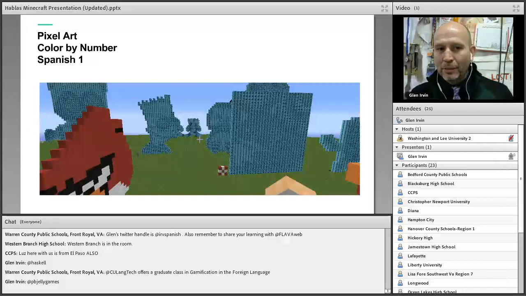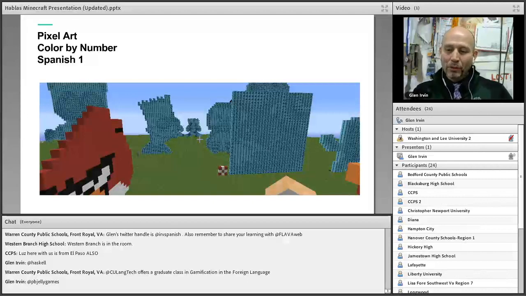They developed basically a pixel art color by number activity. So you can kind of see in the background what's happening here. They went online and found some different pixel art. That's a very popular thing to do inside of Minecraft, to create amazing things. Some of them simple, like this Angry Birds thing or Bart Simpson, and some of them more complicated, like those things in the background there.